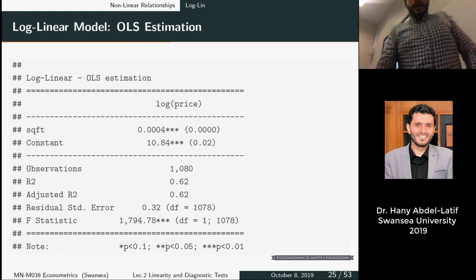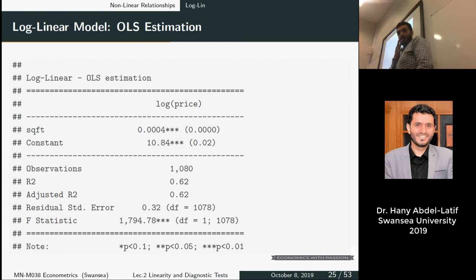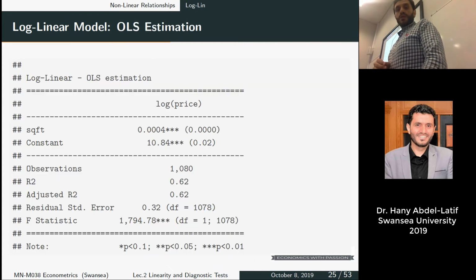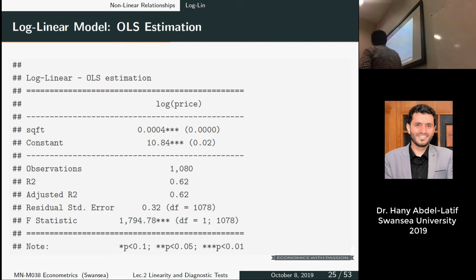So what's going to happen now? If I use this model, the log-lin model, log-lin means the log is on the left-hand side, the dependent variable. So the dependent variable is in log form. And lin means the right-hand side is linear, so I just use square feet. This is exactly what I estimated. So this is the equation I'm estimating here: log of price, and on the other side a linear square feet without the log.